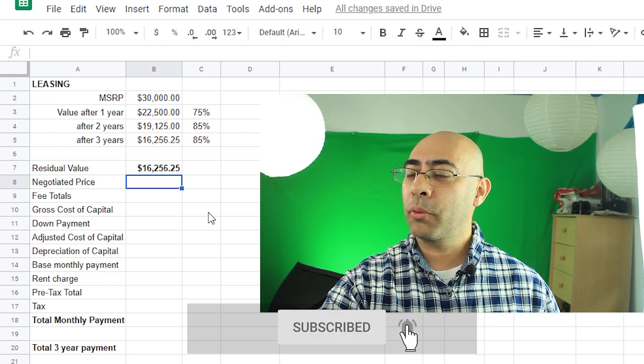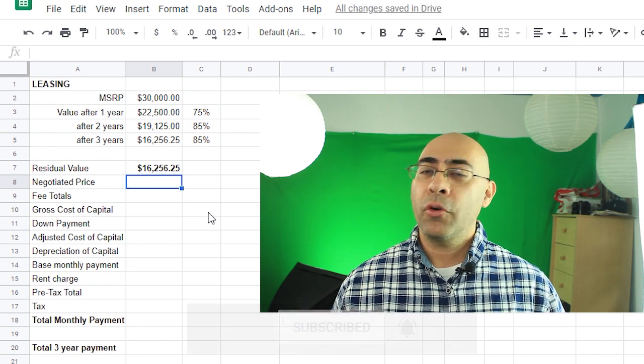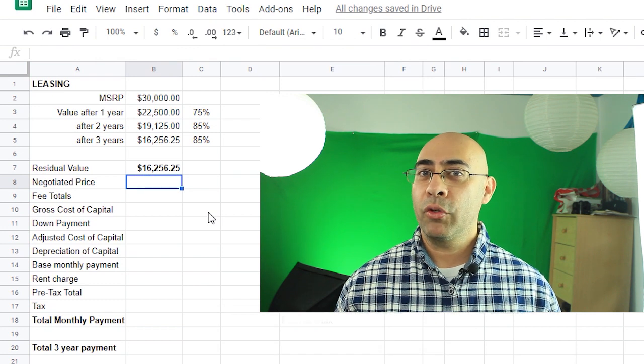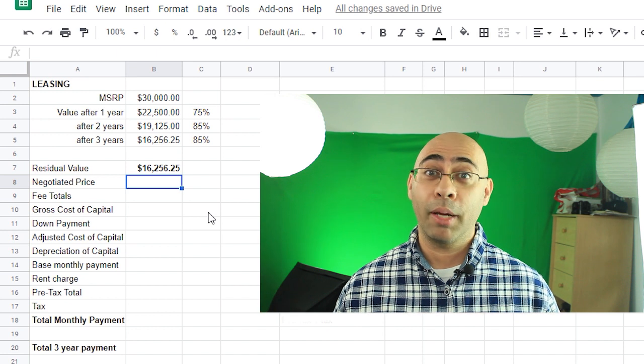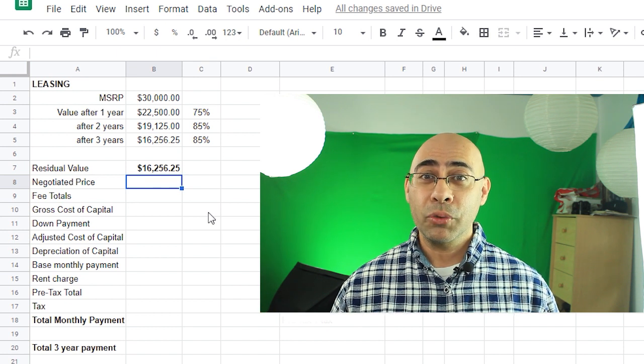Now for a negotiated price. So it's a $30,000 car. If you feel like you're savvy, you can talk them down, but these guys are professionals. They have a whole team of people that work with them. They're trained quite well to do sales.